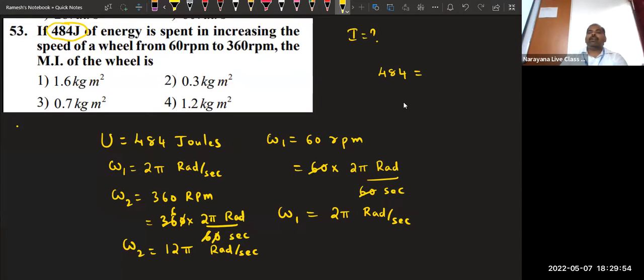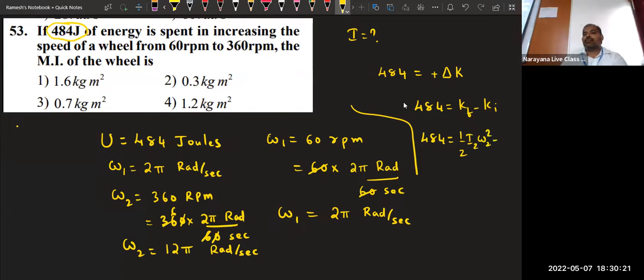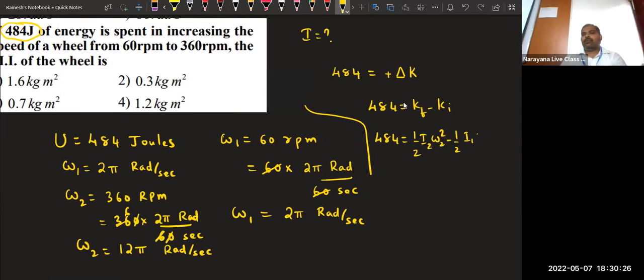So you have given 484 joules of energy. That is exactly equal to the increment in rotational kinetic energy of the wheel. So 484 equals final kinetic energy minus initial kinetic energy. That is, half I2 omega 2 square minus half I1 omega 1 square. Correct?